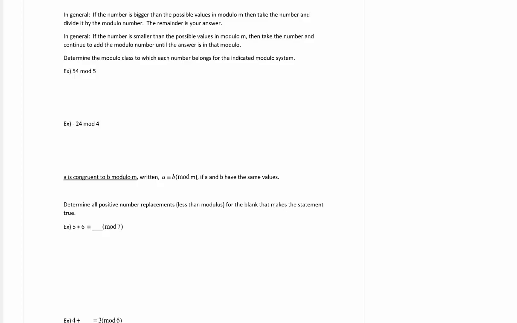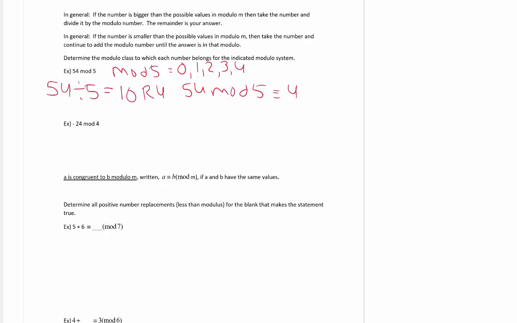I want to be able to determine the modulo class to which each number belongs for the indicated modulo system. So in mod 5, that's going to be what? 0, 1, 2, 3, and 4. So my answer's got to be one of those 5 numbers. Well, clearly 54 is too big. So what do we do? 54 divided by 5, because we're in mod 5. 5 goes into 54 10 times with a remainder of 4. So 54 is congruent to 4 mod 5. So in other words, our answer here would be 4.